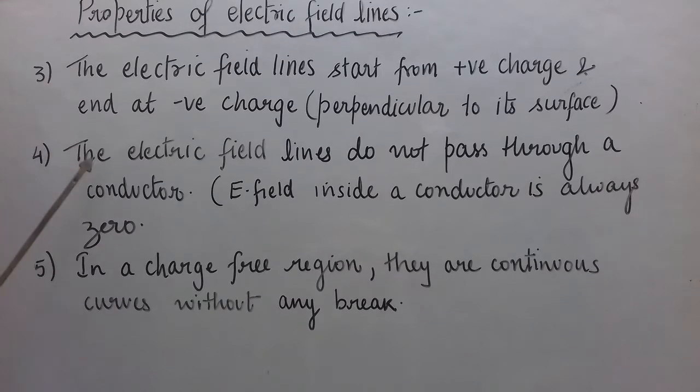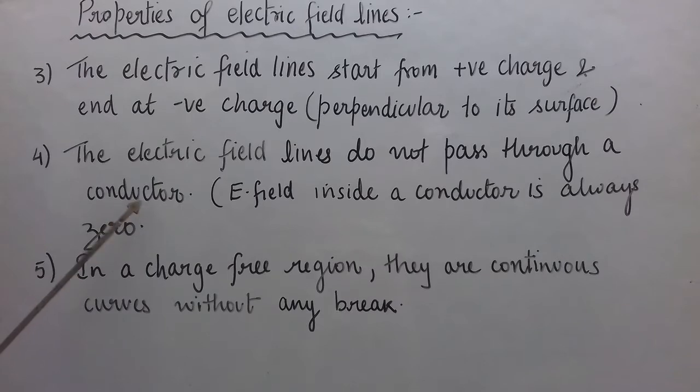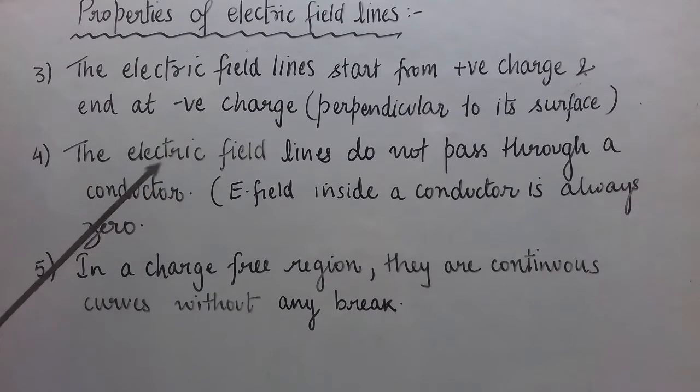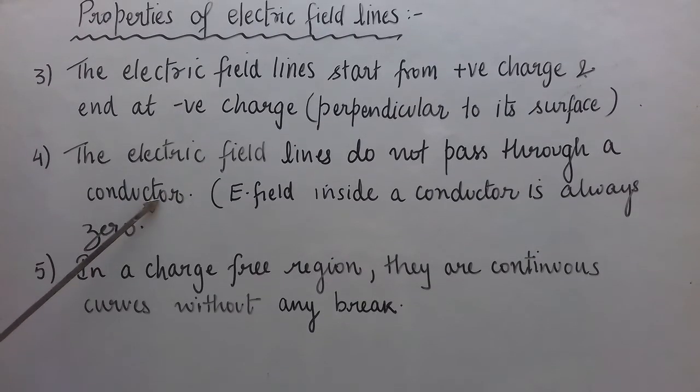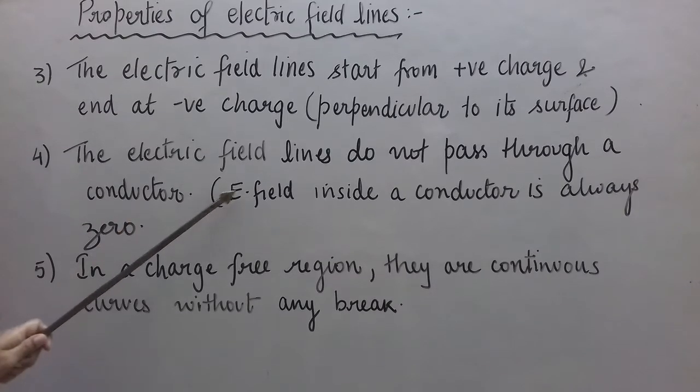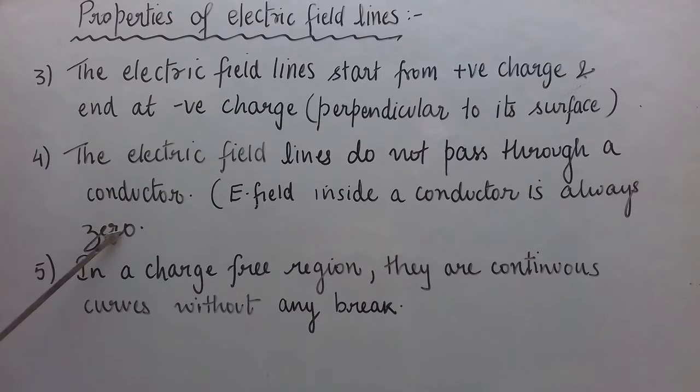Fourth property, the electric field lines do not pass through a conductor. It means if you have a closed conductor, the electric field lines will not pass through the conductor. So inside the conductor, there are no electric field lines. In other words, electric field inside a conductor is always zero.